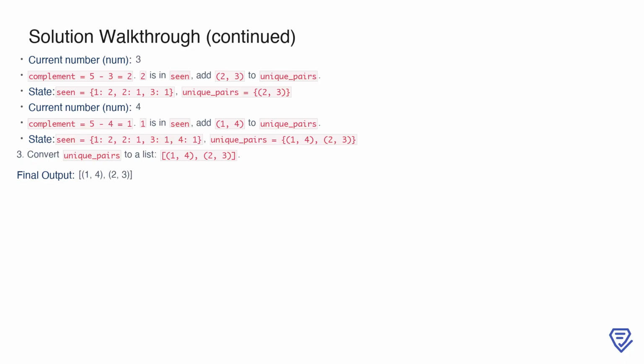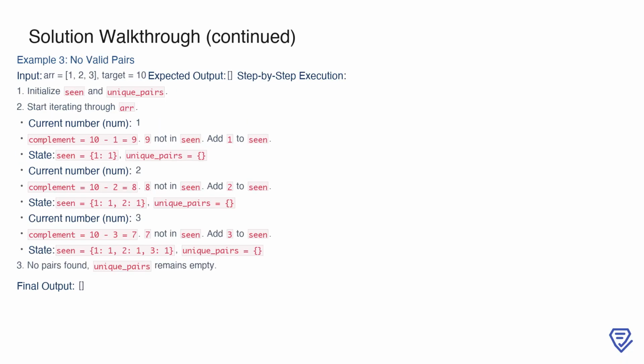Now let's examine an edge case where no pairs can be formed. In this third example, the input array is 1, 2, 3, and the target sum is 10. As before, we initialize seen and unique_pairs. Starting with the first number, 1, we calculate its complement as 9. Since 9 isn't in seen, we add 1 to seen and continue.